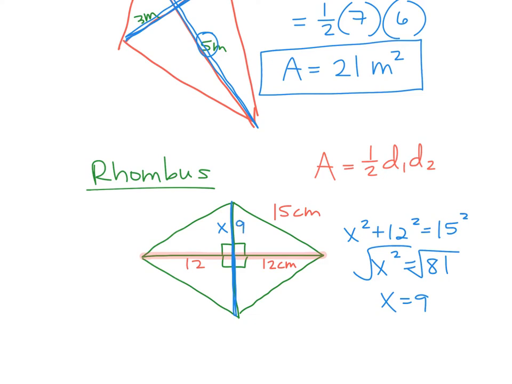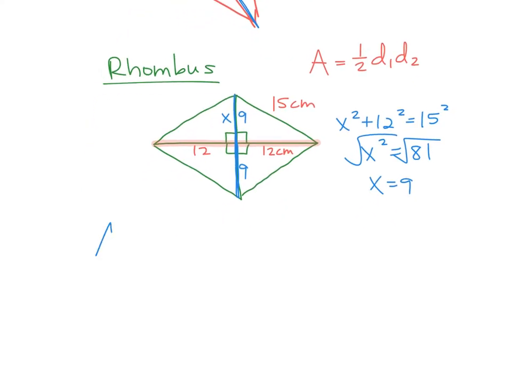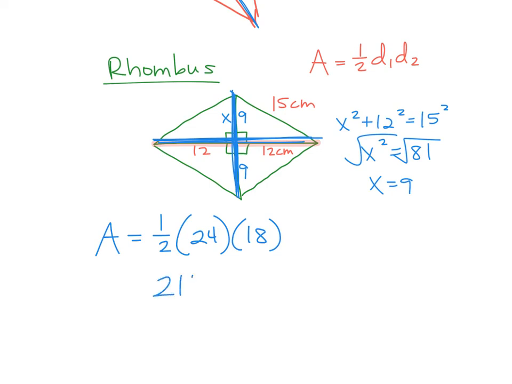It's 18, right? If this is 9, then this is going to be 9 also. So when we go to plug this into the area formula, area equals 1/2. Diagonal 1 we said was 24. Diagonal 2 is 18, 9 plus 9. So 1/2 times 24 times 18 gets you 216 square centimeters. Okay. Any questions on that?